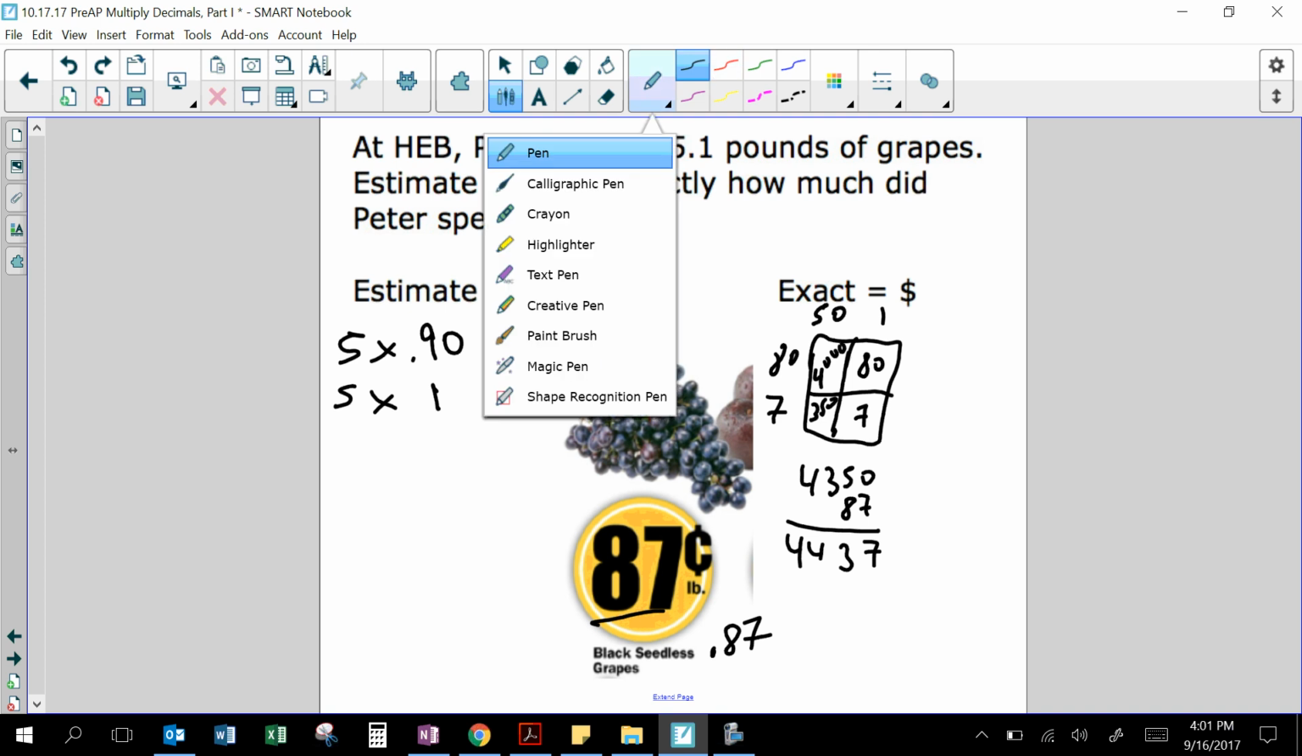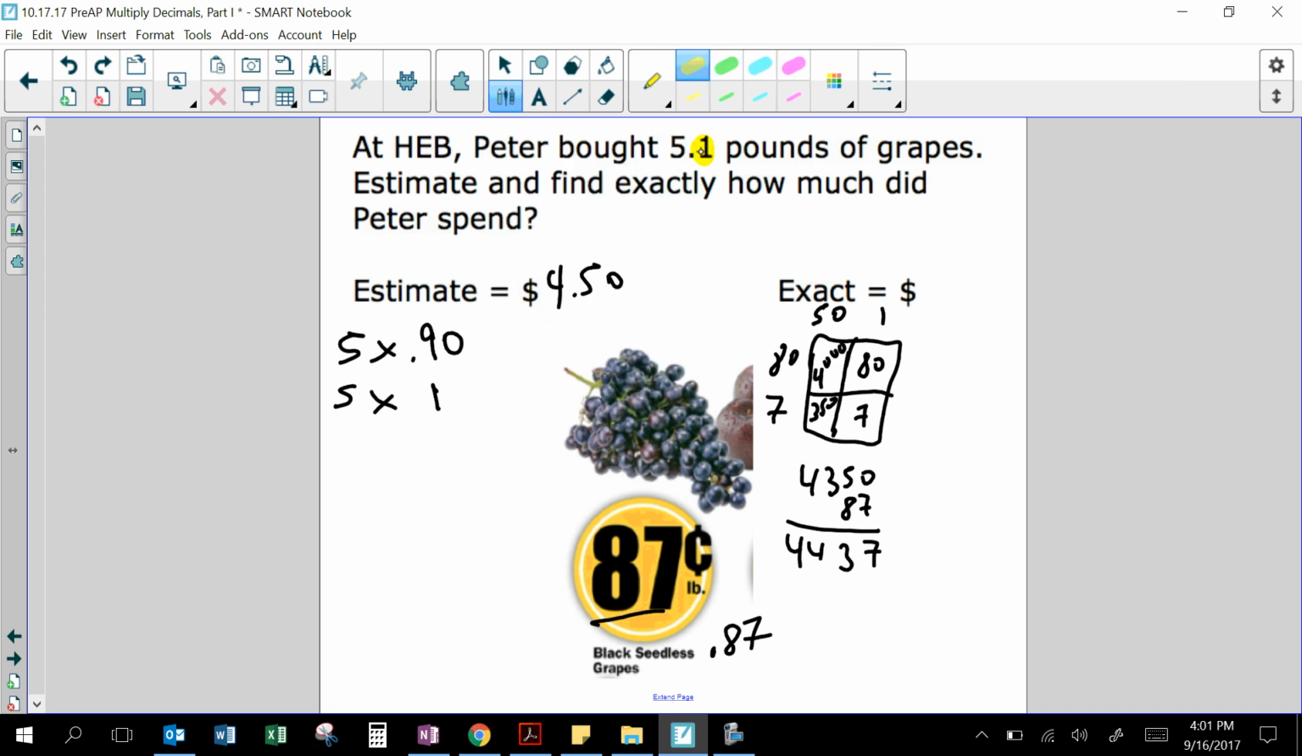So let's use my highlighter. I see 1 place behind a decimal point, 2 places, 3 places. 1, 2, 3. So that means it's right here. And it's about $4.04, and this rounds up. So it's about $4.44 if you buy 5 1/10 pounds of grapes at 87 cents for every pound. Is $4.50 a great estimating of that? It is. So that's one way you could have done it.